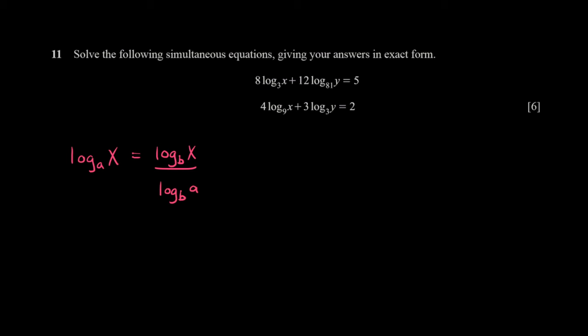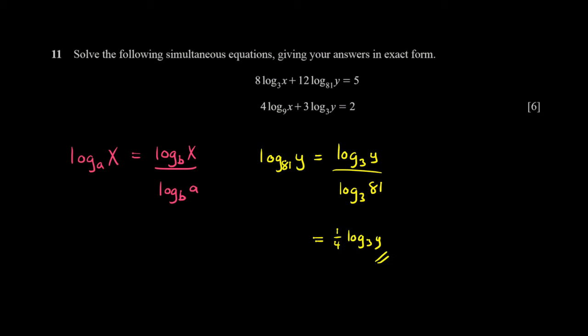Okay, so we're going to do that here. I'm going to take, for example, log base 81 of y, and I'm going to try to convert it to log base 3 of y, and that means I've got to divide by log base 3 of the old base, which was 81. And what is log base 3 of 81? Well, it's 4, because 3 to the power of 4 gives you 81. So what we've got here is a quarter of log base 3 of y.